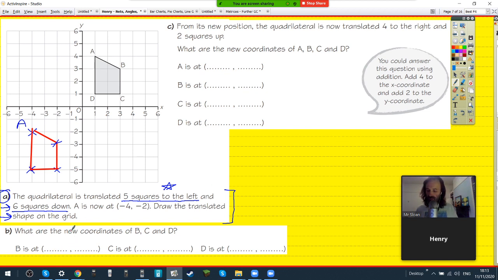What are the new coordinates? So instead of saying 2 down and all that, say what the coordinates are. So B is -2 and -3. Yep. C is -2 and -5. And D is -4 and -5. Well done. And part C up here.